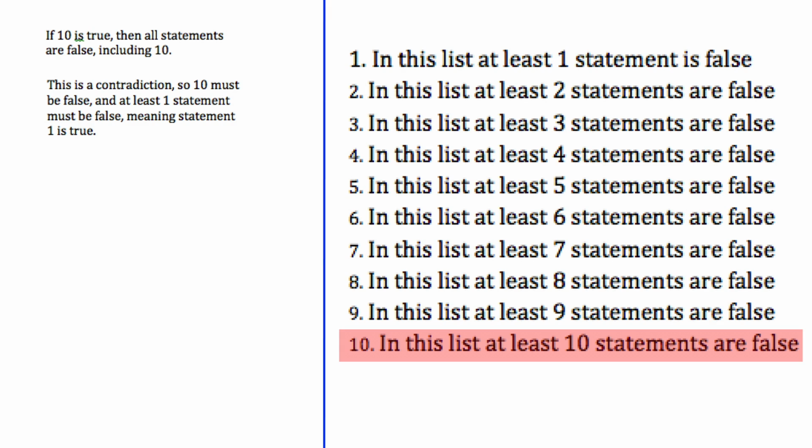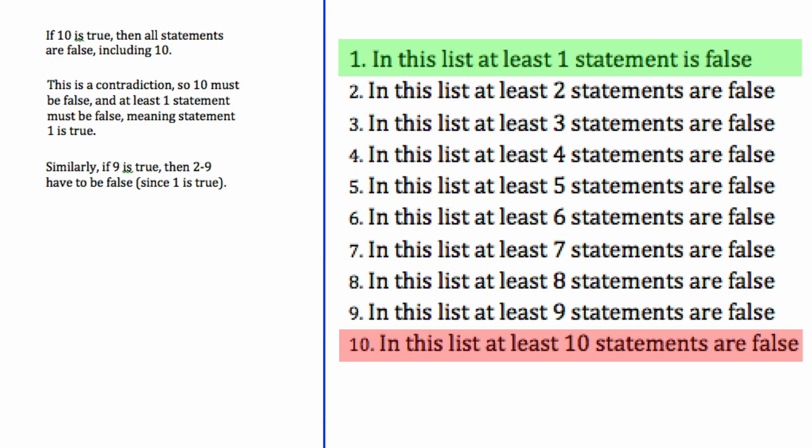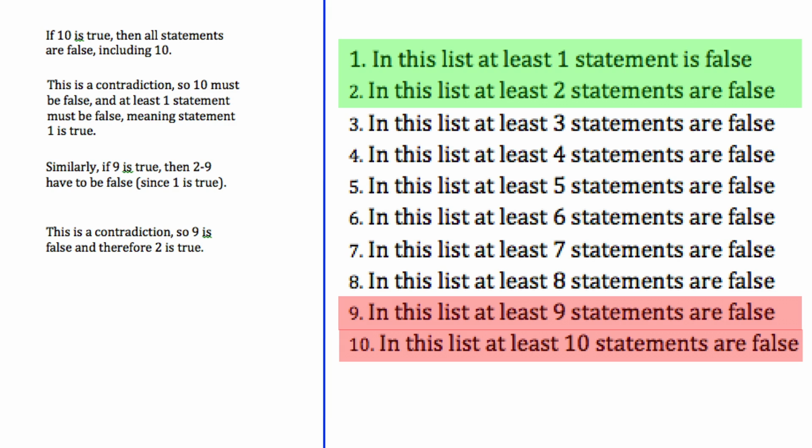So if at least one statement is false, we know that the first statement has to be true. Now we proceed to the next statement. If statement 9 is true, that would mean statements 2 through 9 have to be false, because we already know statement 1 is true. Therefore, statement 9 has to be false, and that implies at least 2 statements are false. Statements 9 and 10 are false. So we know that statement 2 is true.